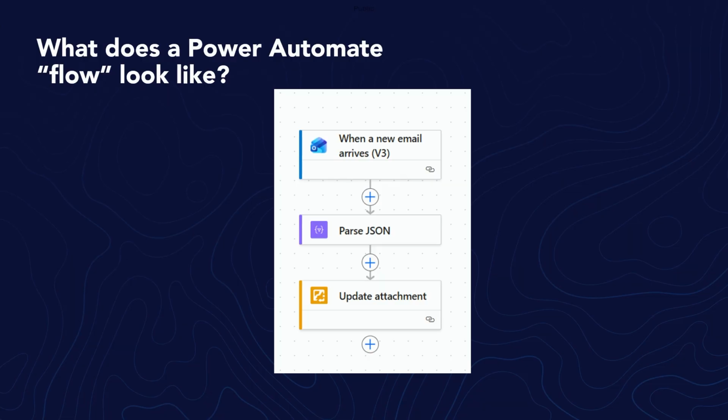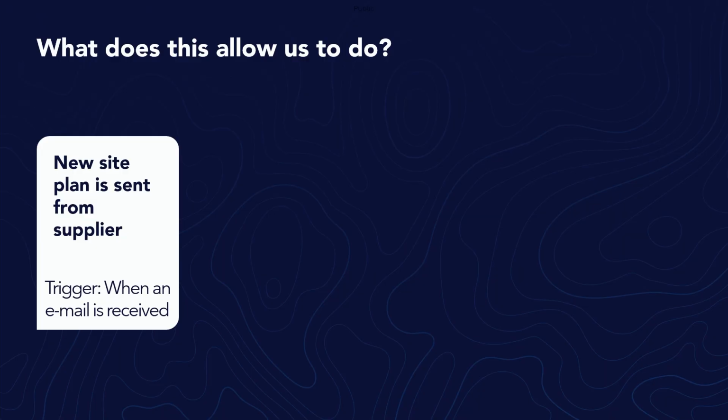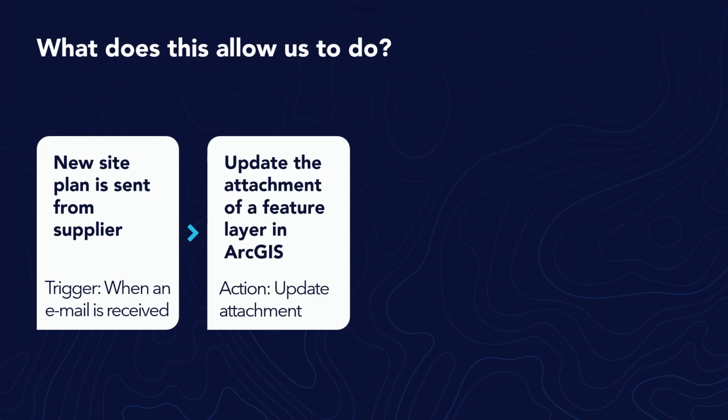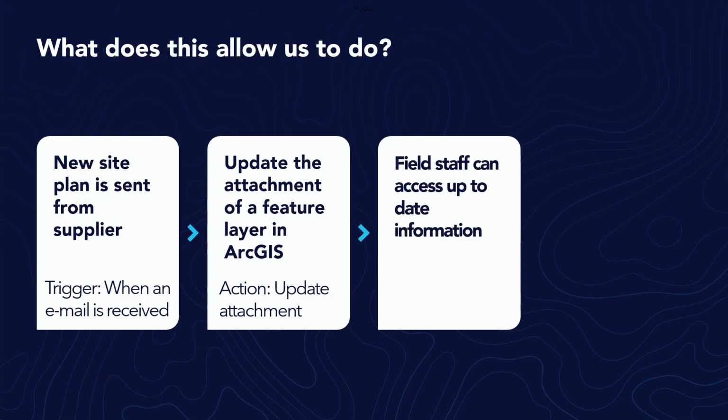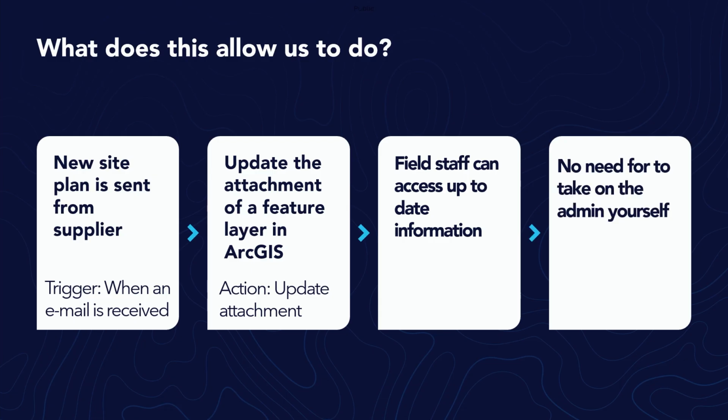It's absolutely fantastic. But let's recontextualize this in the guise of electric utilities. What's an actual use case for this? So let's say we have a site plan, or perhaps a photo of an asset that is sent through by a supplier. This will trigger the flow. And simply put, the information is updated instantly. Your field team have that information, which could be crucial to their safety. I'm going to say more importantly, it's obviously not more important than anyone's safety, but you don't have to do any admin, and that's pretty nice.